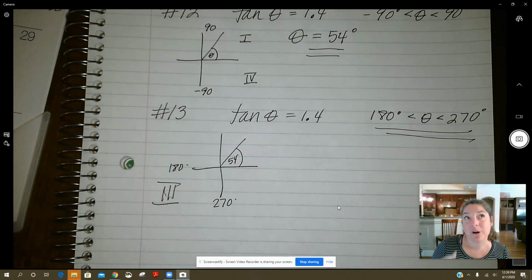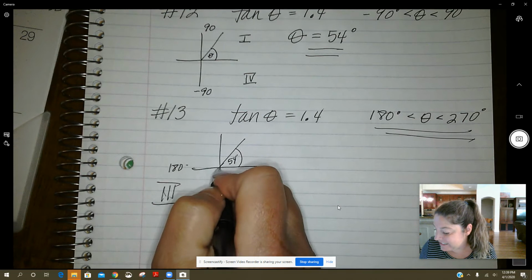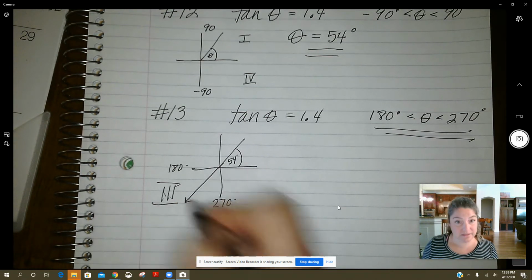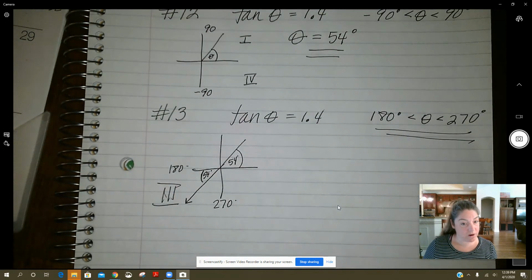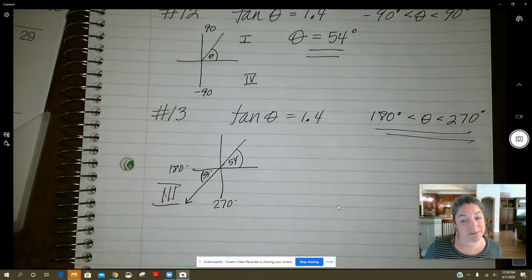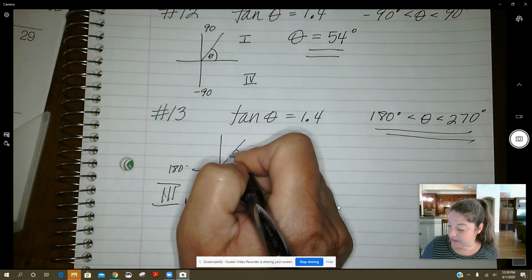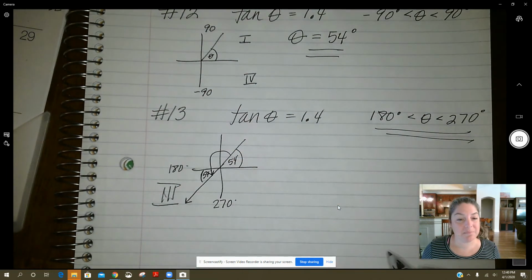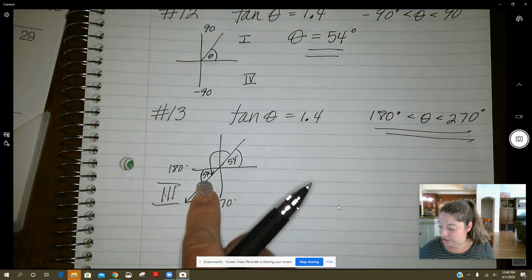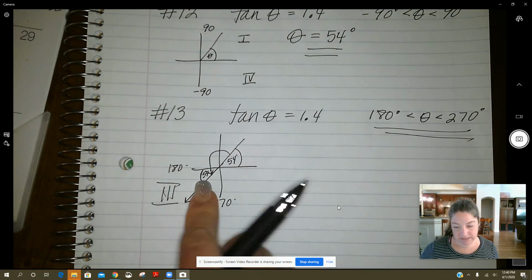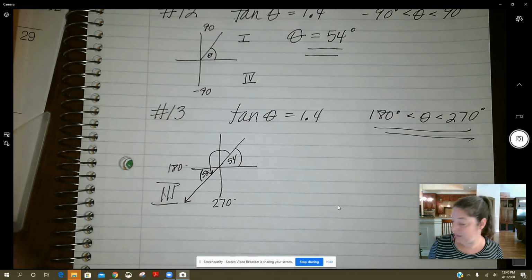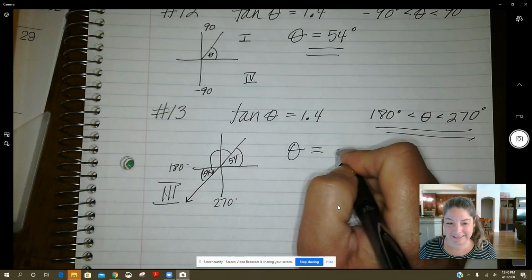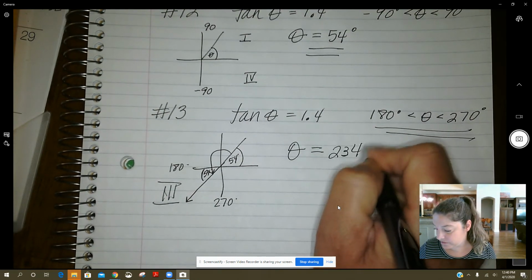I don't know if you remember reference angles from a couple of days ago, right? But if I extend this line out, okay, this is 54. This is also 54. So I'm not going to add 360. I'm not going to subtract 360. I'm going to end up only adding 180, right? So I'm going to add 180 to 54 degrees. Okay, and I'm going to get my handy dandy calculator because I can't do any kind of adding anymore. But my answer ends up being 234 degrees.